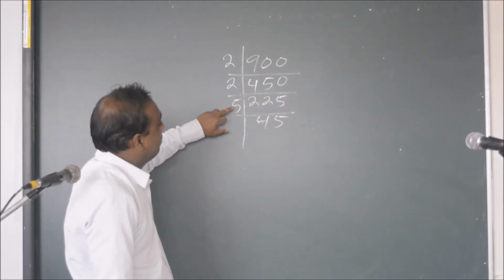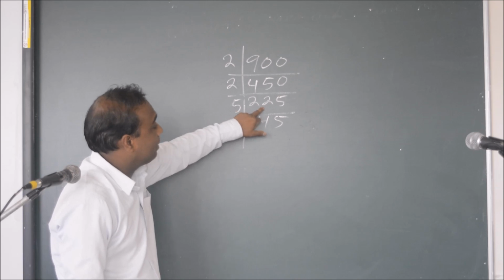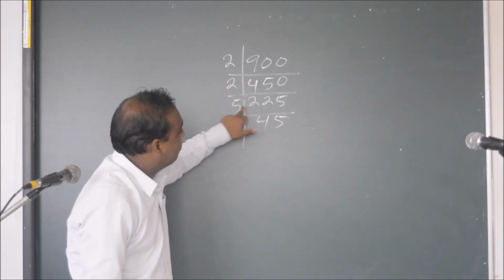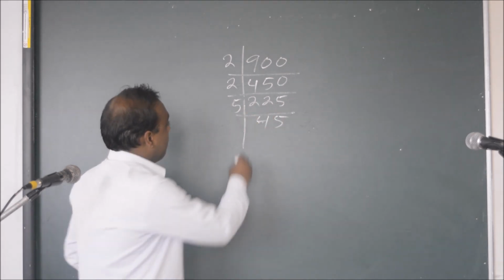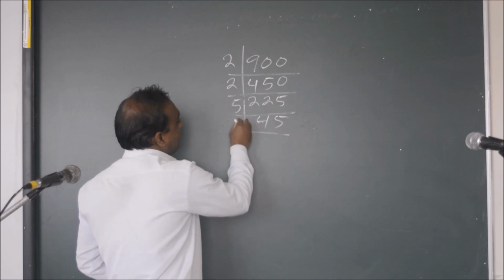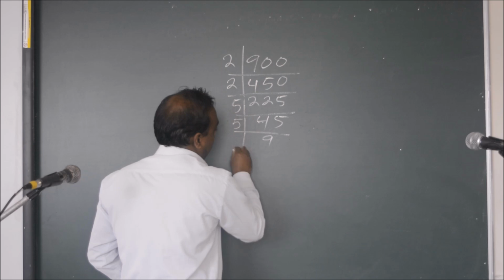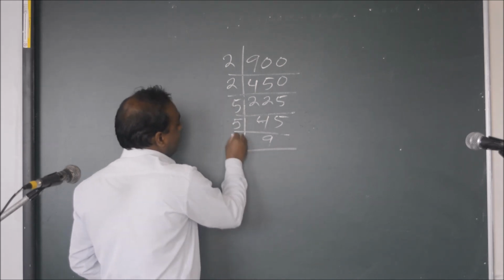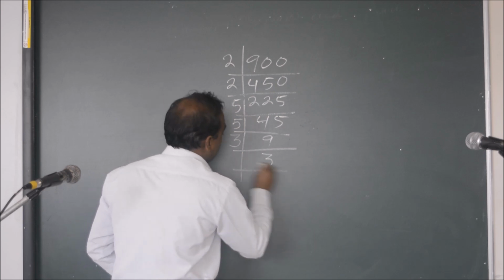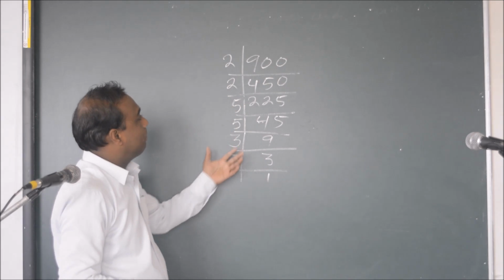So you can divide this number directly by 5. You can see 5 4s are 20, now 2 is remaining here, then 5 5s are 25. Now again the last digit here is 5, so you can divide this number by 5. 5 9s are 45. Now 9 you got here, so you can divide it by 3. 3 3s are 9, and the last is 3 1s are 3. So this is the prime factorization method.